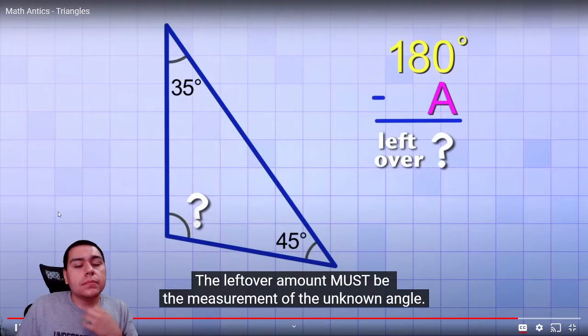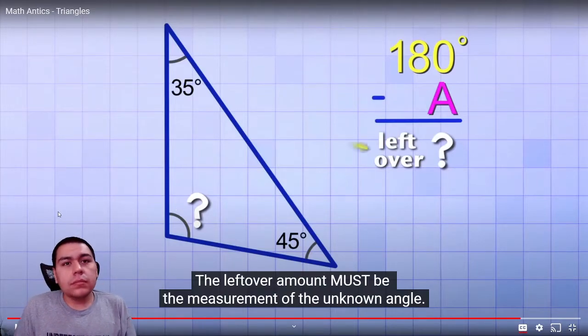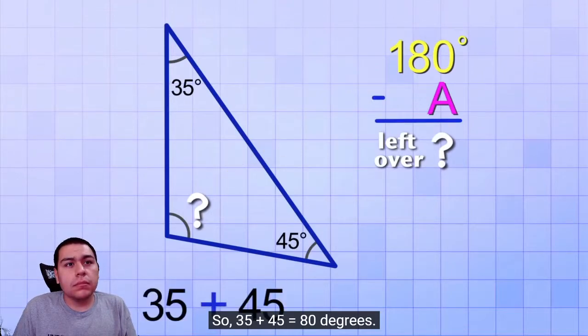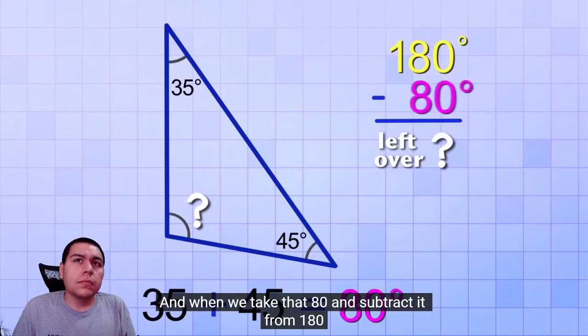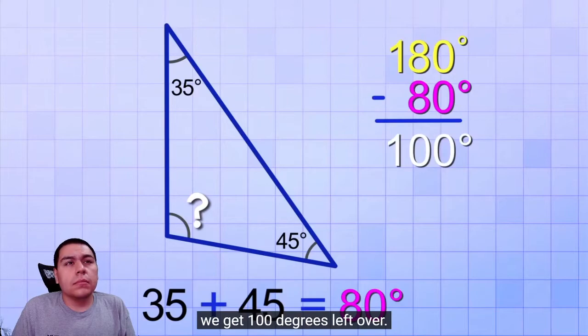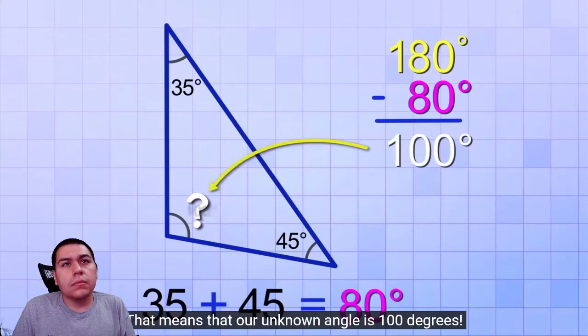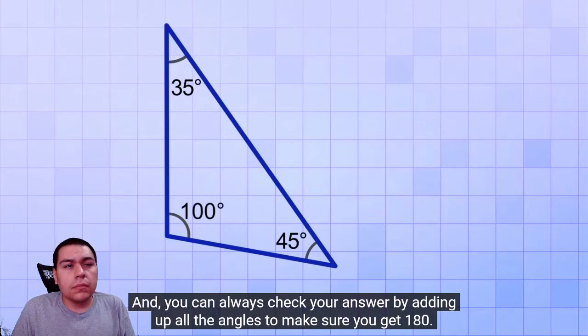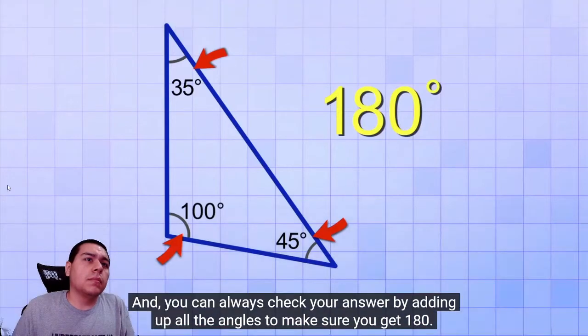The leftover amount must be the measurement of the unknown angle. So, 35 plus 45 equals 80 degrees. And when we take that 80 and subtract it from 180, we get 100 degrees left over. That means that our unknown angle is 100 degrees. And you can always check your answer by adding up all the angles to make sure you get 180.